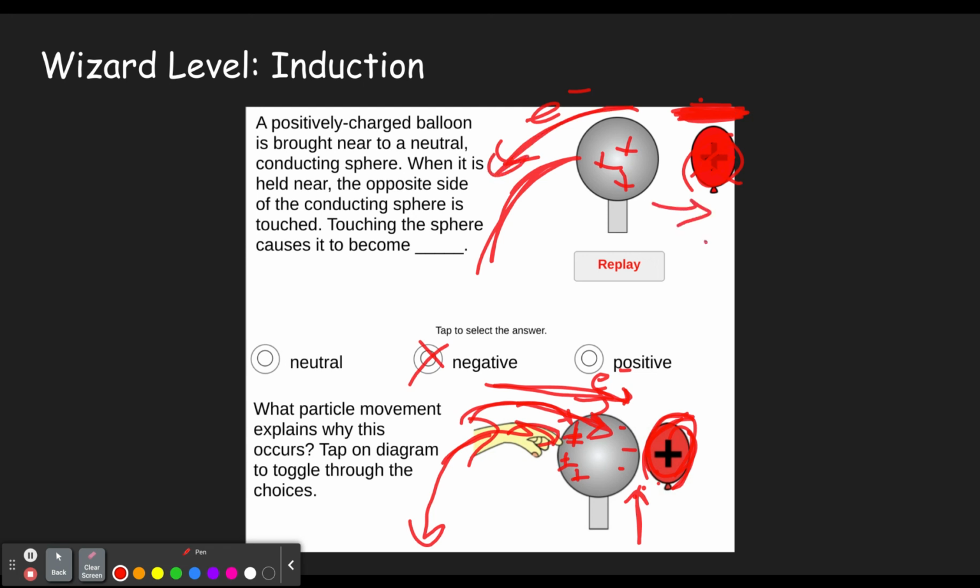Never will protons move back and forth here. Never will you have protons flowing over here. Okay, so the only thing you'll have is electrons flowing away from a negative or flowing towards a positive.